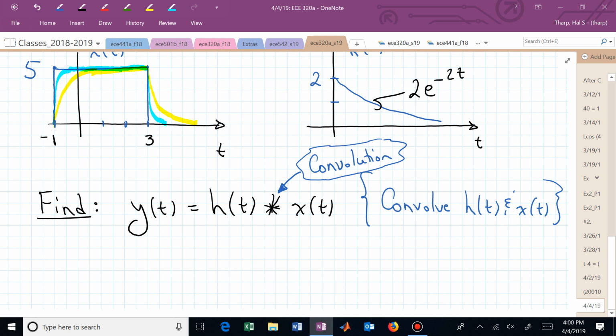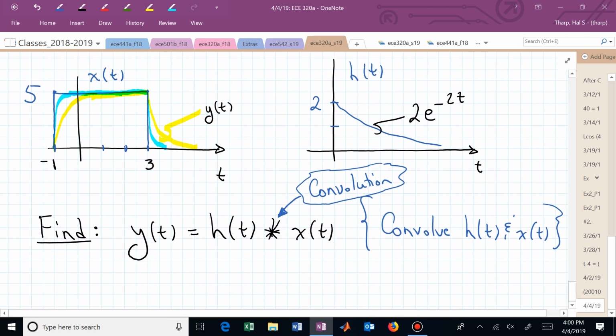We want to convolve these. So now we want to convolve H with X, and what we're hoping is we eventually see this yellow or blue highlight depending on what our H of T looks like. So we want to find the output, which this is the output, or the blue is an output. Those are two different outputs depending on what h of t looked like if we varied h of t.